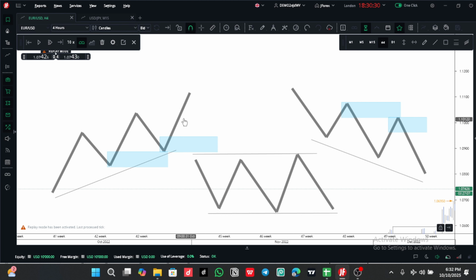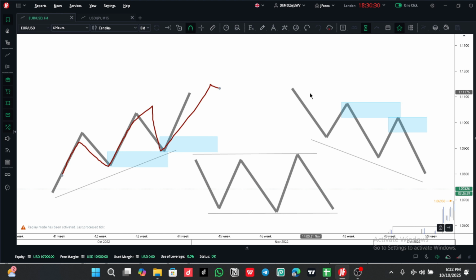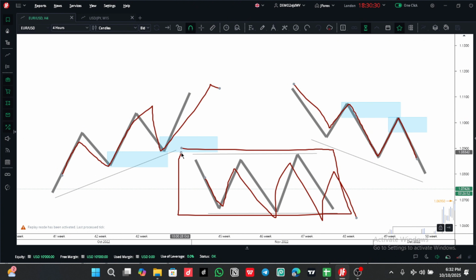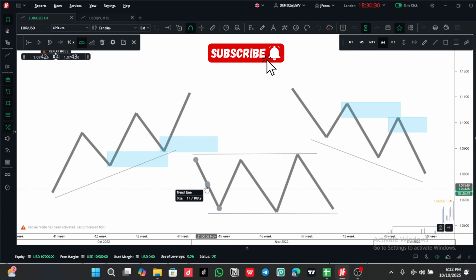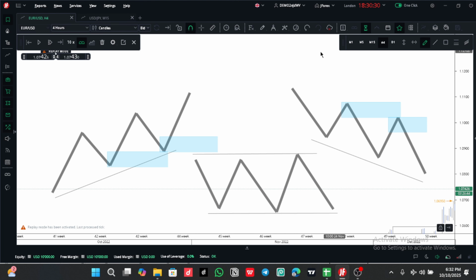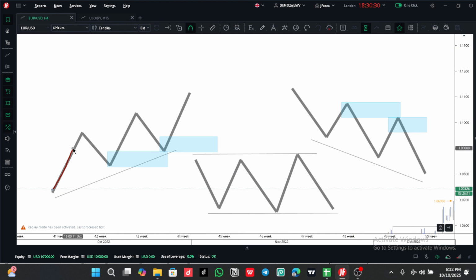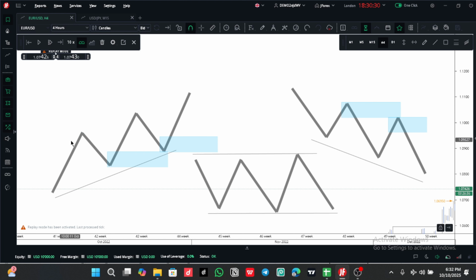Before we get started, I just want you to know that there are three types of structure. There is the up move, the down move, and the ranging market. This ranging market is something that you need to avoid, and I will show you how to spot it. On an uptrend, if this move was on the 4 hour time frame, let's just note everything here now, it was on the 4 hour time frame.